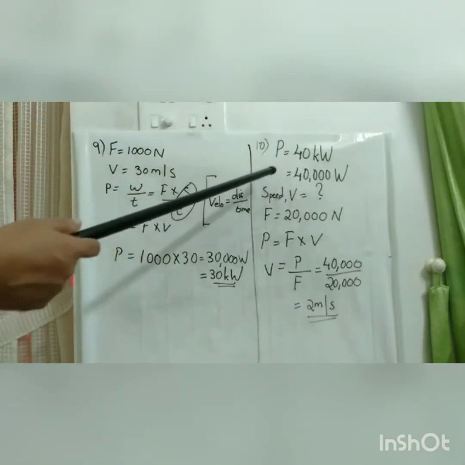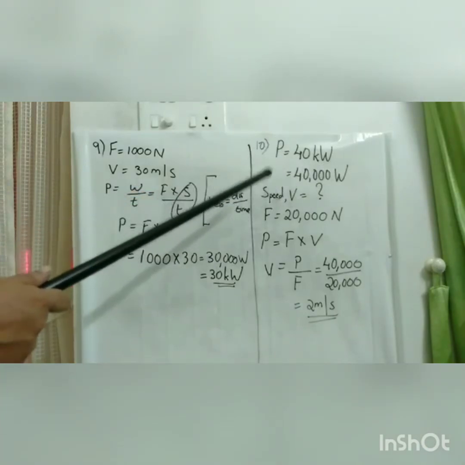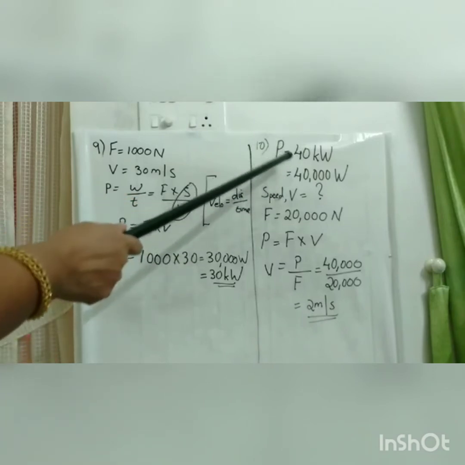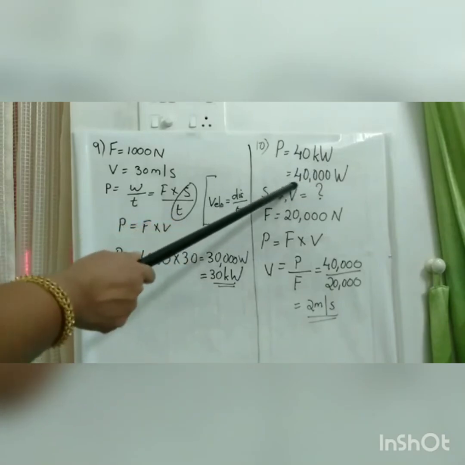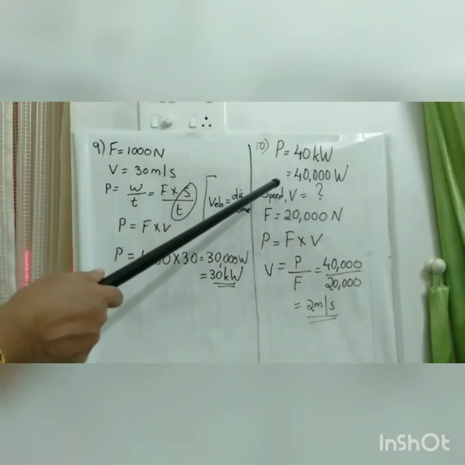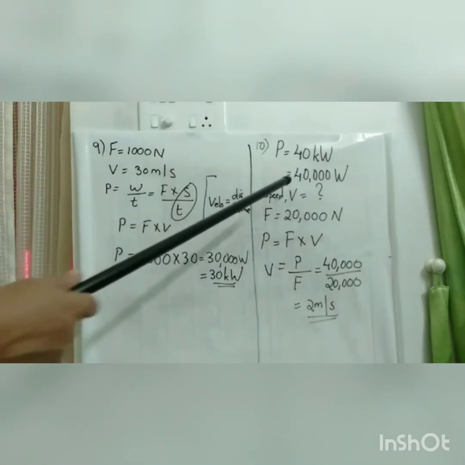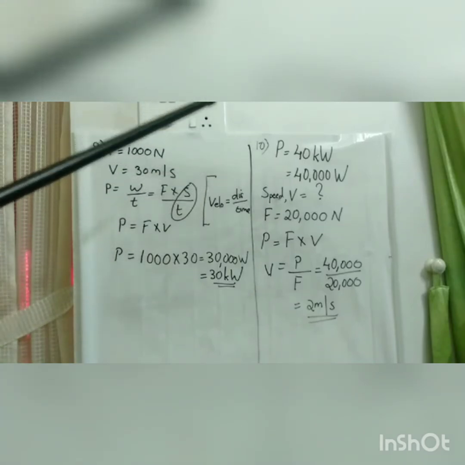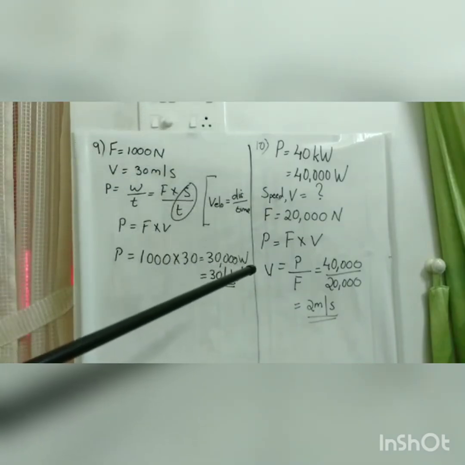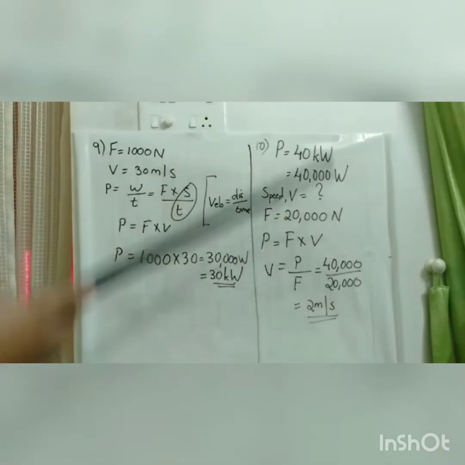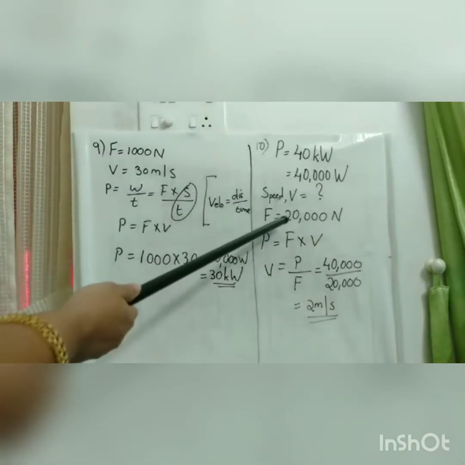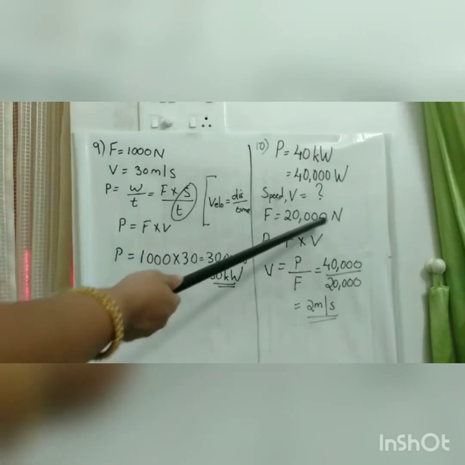So here, whenever we are doing the problem, we should convert all other units to SI unit. So I just converted kilowatt to watt, that is 40,000 watt. The power of the motor is 40 kilowatt. At what speed can the motor raise a load? Load means its force, how much water it can raise. That means force is given 20,000 Newton.